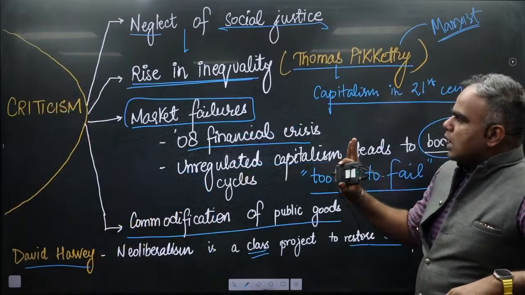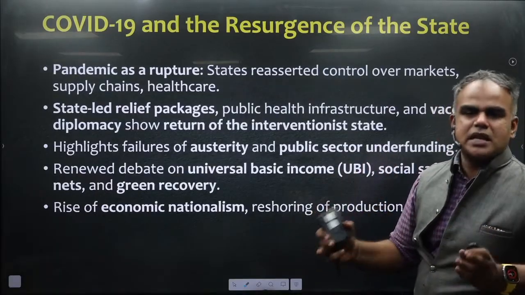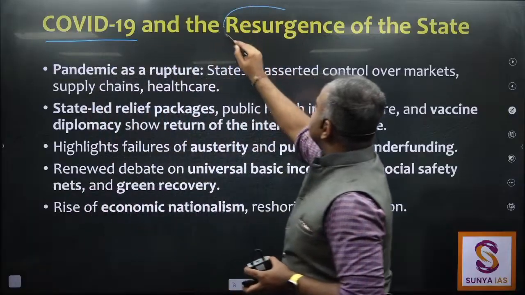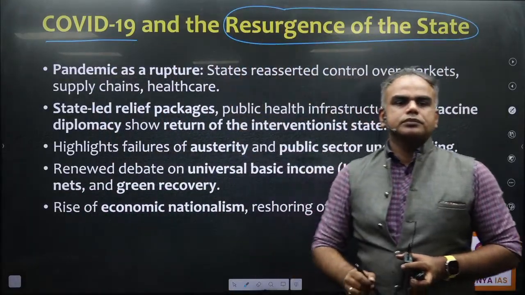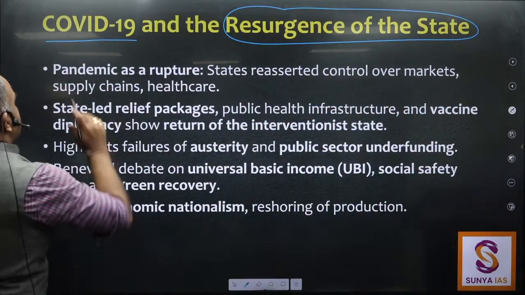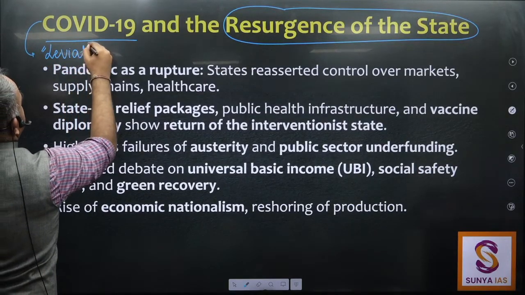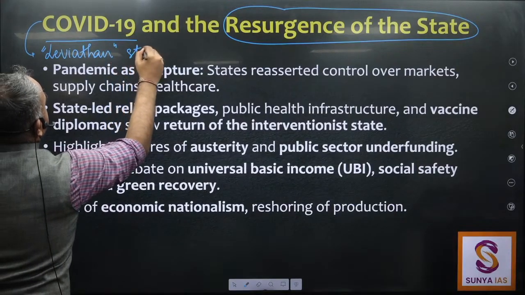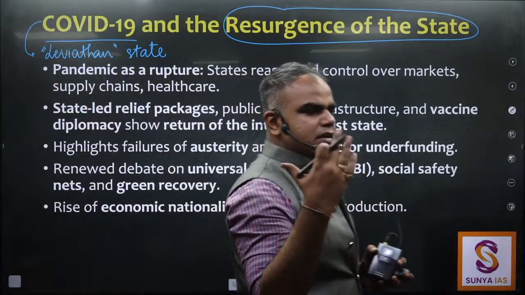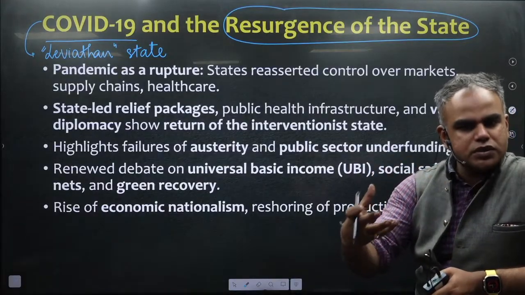Now I'll tell you two other dimensions to it. This will mostly be asked in your paper 2A, but I'm covering it here itself. One is the COVID-19 dimension and the resurgence of the state. Whenever you see COVID-19, there were so many articles about the return of the Leviathan state. And the Leviathan state is all too powerful, right? And we know everywhere there were market restrictions, individual freedom was curtailed, lockdowns, everything.